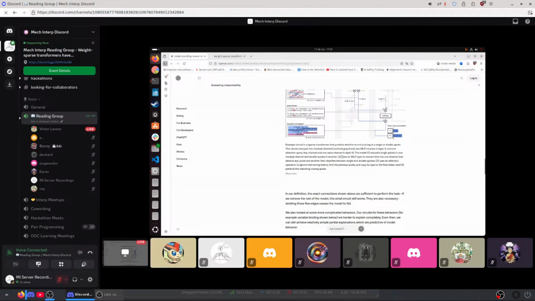It uses an MLP layer to convert this into one channel that detects any quote and another that classifies between single and double quotes. Then it uses an attention operation to ignore intervening tokens, find the previous quote, and copy its type to the final token, and predict the matching closing quote. Okay.